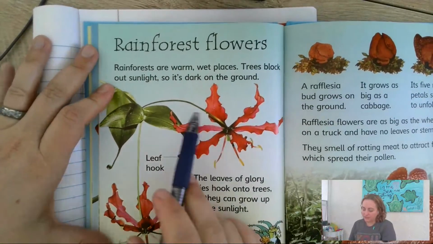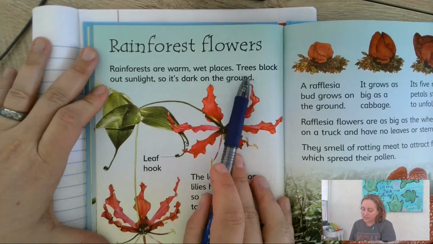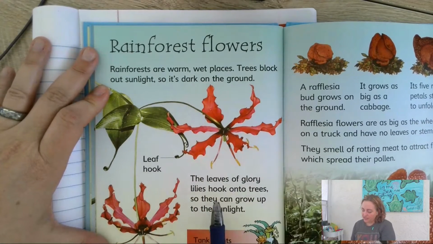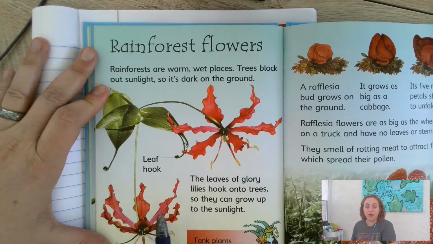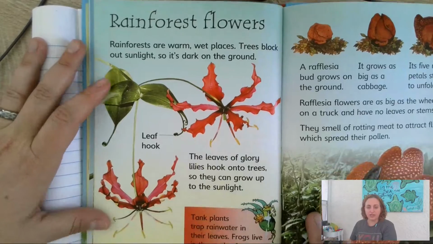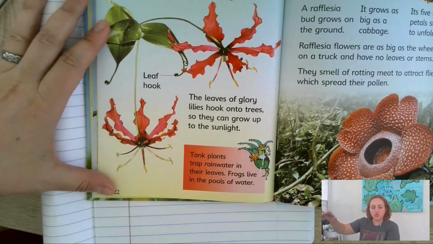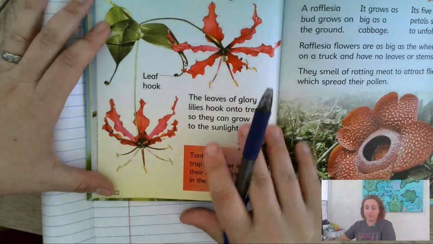It says rainforests are warm, wet places. Trees block out sunlight, so it's dark on the ground. All right, the leaves of the glory lilies hook onto trees so that they can grow up to the sunlight. Okay, that's pretty interesting. It says tank plants trap rainwater in their leaves, and the frogs live in the pools of water. That's pretty interesting.